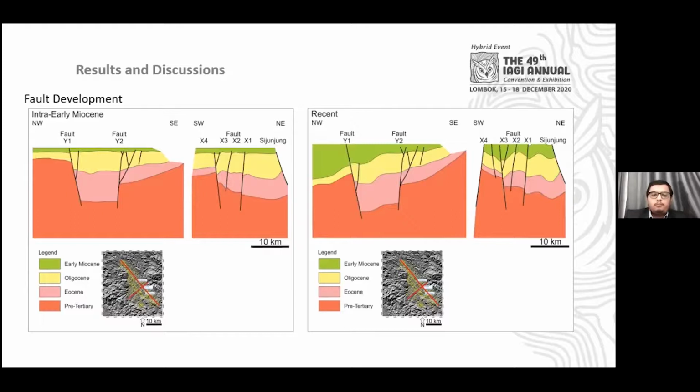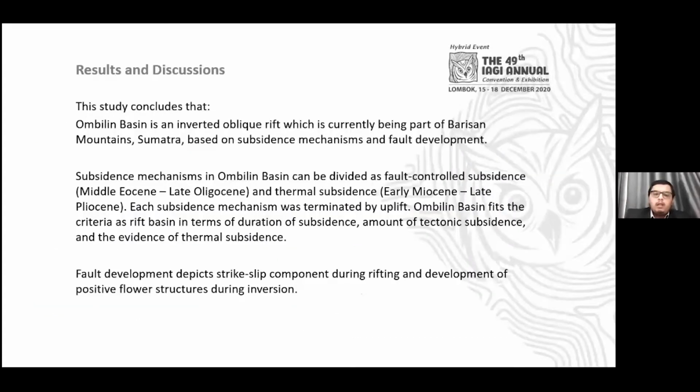And then we have uplift in the late Oligocene and also widespread sedimentation during the Neogene. And then we have the uplift in the late Pliocene, and this is the recent configuration of the Ombilin Basin. So we can compare that previously we had an oblique rift, and at the present time we have an inverted structure. We have a positive flower structure over here, and based on this evidence, we consider Ombilin Basin as an inverted oblique rift.